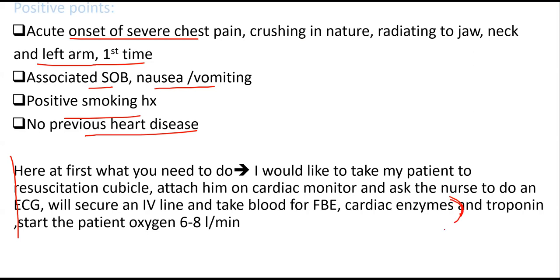But if the ECG is already given in the stem, in that case, during this time, you can say that I'm going to take you to the resuscitation cubicle, and I'll attach you to the cardiac monitor to keep an eye on you, making sure all the vitals are stable, and then secure an IV line, take the blood for necessary investigations, and also I'm going to start you with a loading dose of aspirin, 300 milligrams. Okay, so you can start the aspirin in that case where you already know the patient has got an acute myocardial infarction.